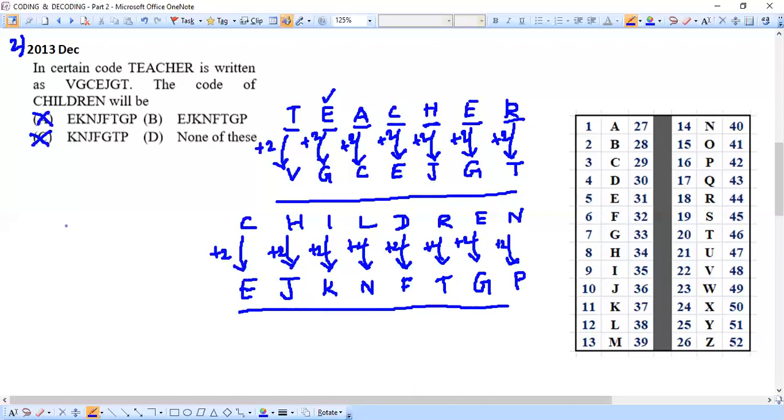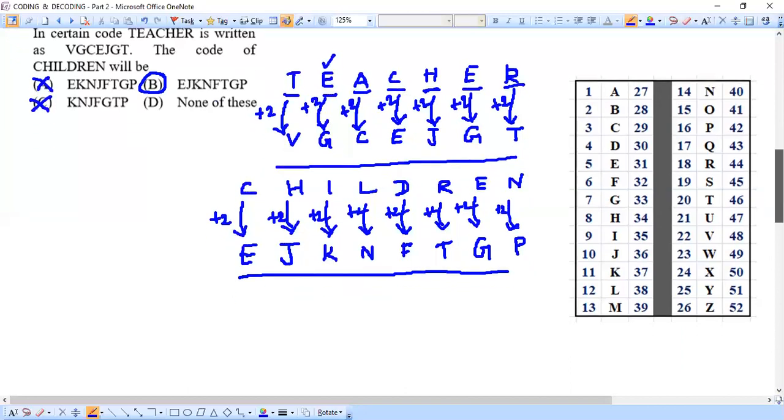EJKNFTGP. This is going to be our answer, which is exactly matching option B. Now we can very well confirm that our correct answer is option B, right? So again, this question, we got the answer very easily, very easy pattern. That's the reason. We'll move on to the next question now.